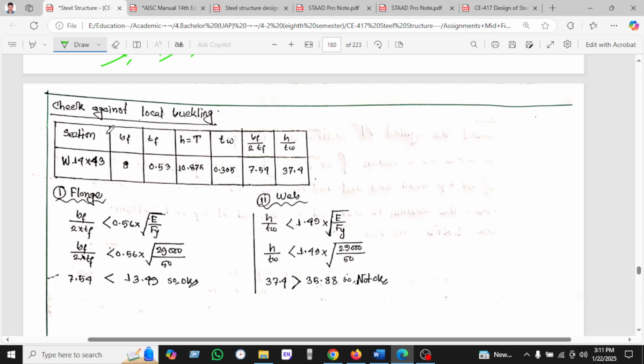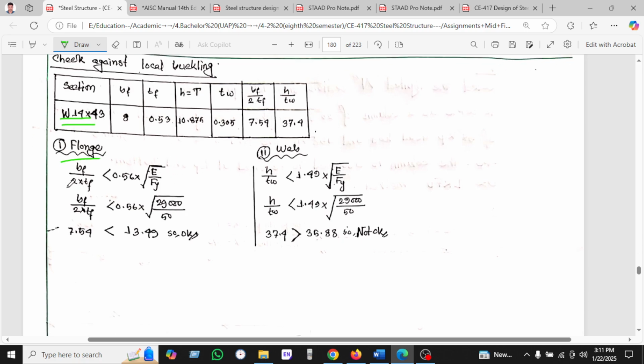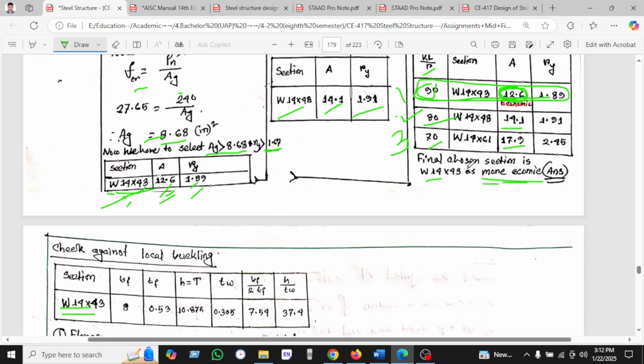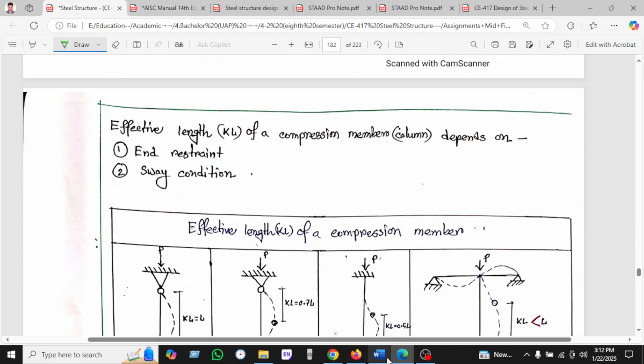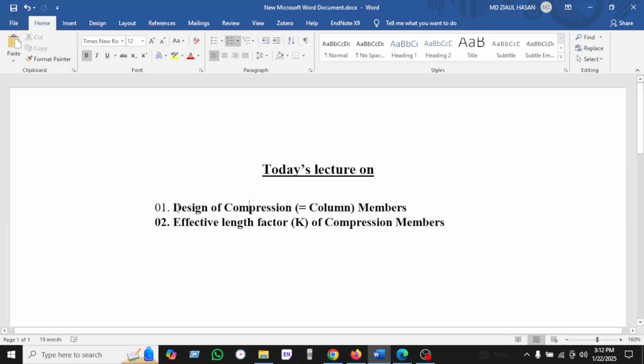If we select this section, now we take all the parameters from the AISC manual. For checking the flange we use this formula and find the flange is okay. We check the web using this formula, and we see that this is not okay. So we have to recheck and select another section. Okay, so the design of the compression member or column member is completed.